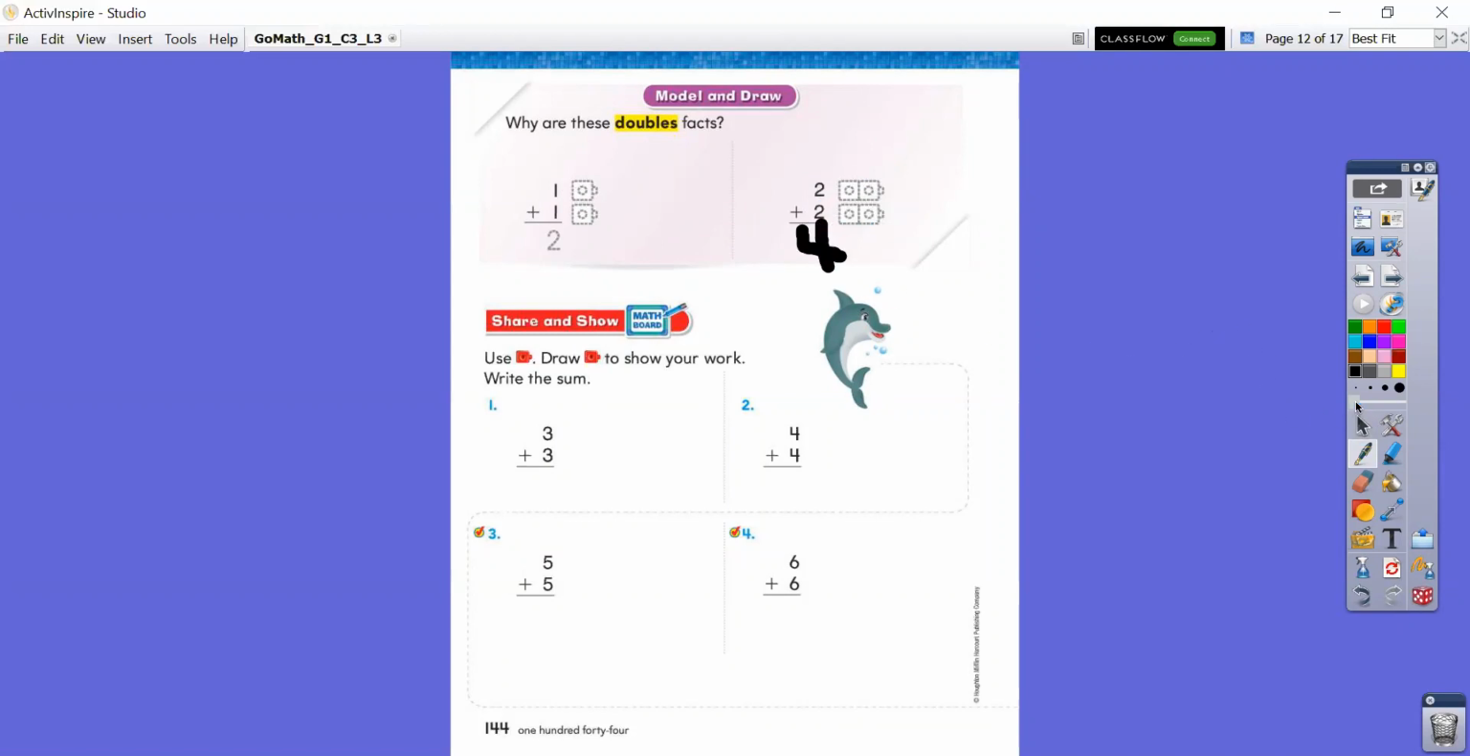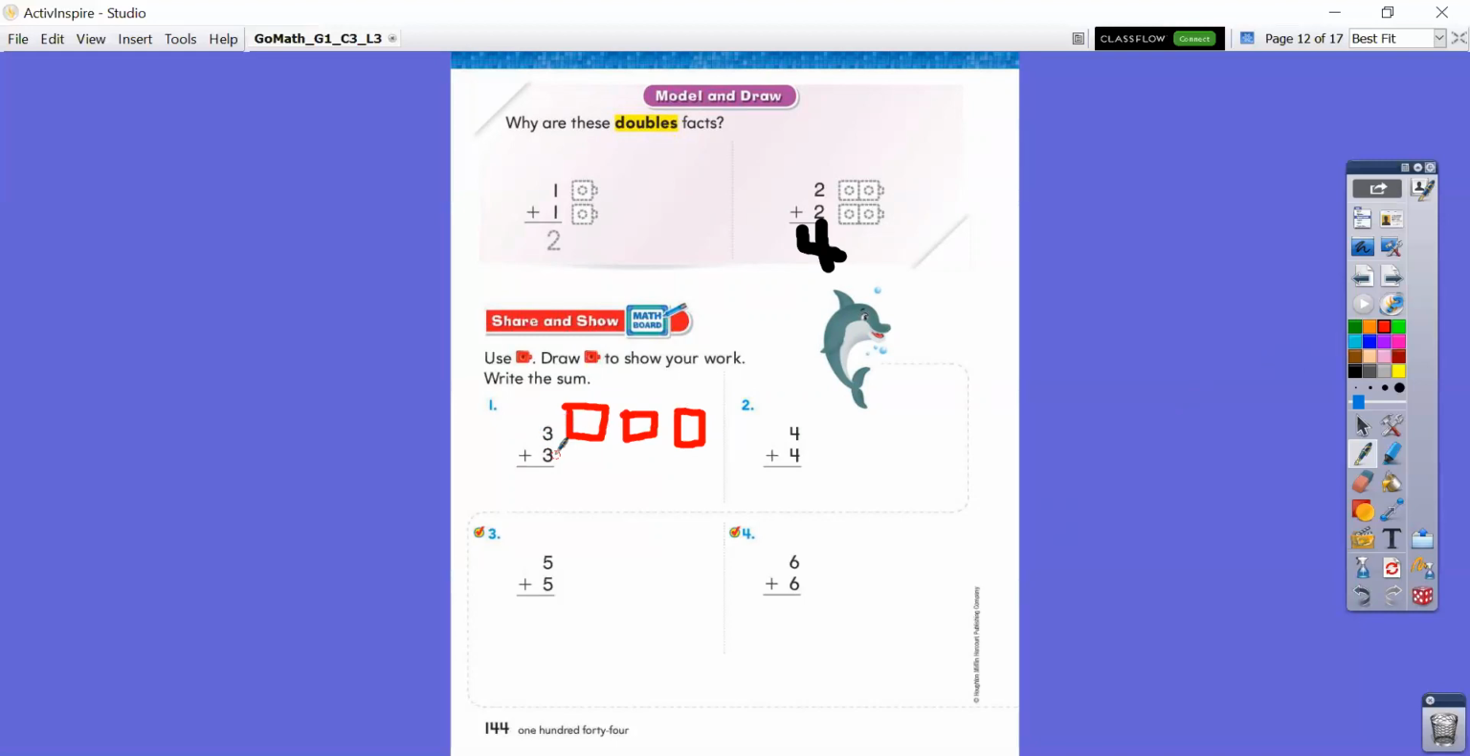Okay, so now it's our turn. And like I said, if you want to pause this, you can get some blocks and work along with me. Okay, so we can do 3 plus 3. So I'm going to draw 3 blocks. Let's make this a little colorful here. So we make 1, 2, 3. There's my top number.